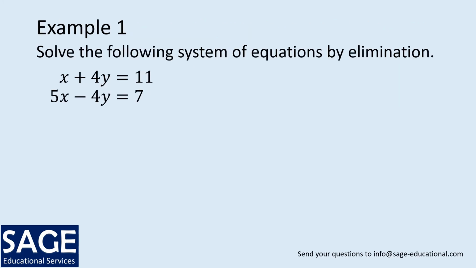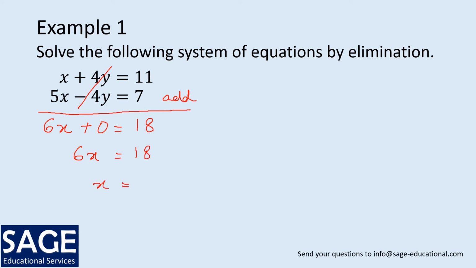So here's a system of equations, and we'll solve this by elimination. The first thing that I notice is that there's a plus 4y in the first equation and a minus 4y in the second equation. If I add plus 4y and minus 4y, I will get a 0. So what I'm going to do is just add these two equations together. So x plus 5x gives me 6x, and the plus 4y minus 4y gives me a 0. So they get eliminated. And then 11 plus 7 gives me 18. So I have 6x is equal to 18, and that gives me x is equal to 3.